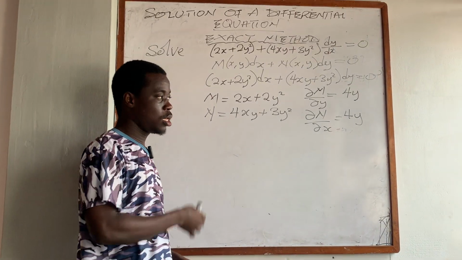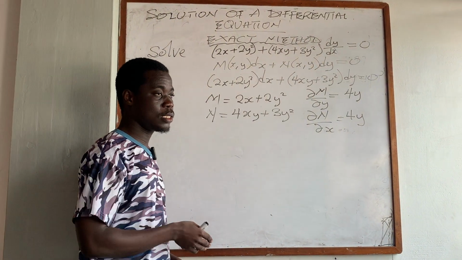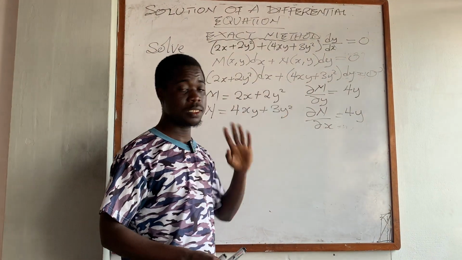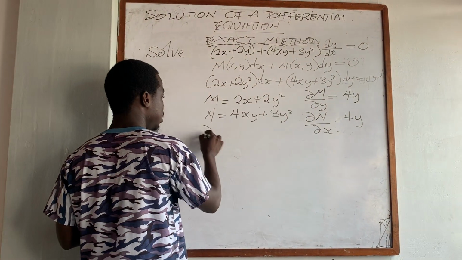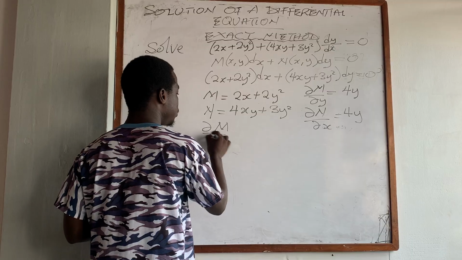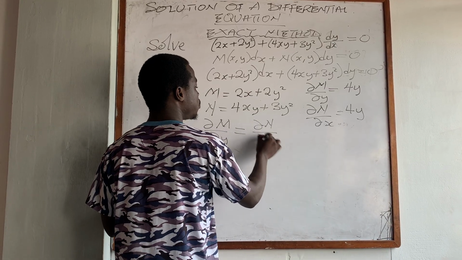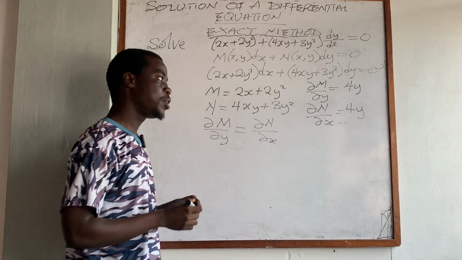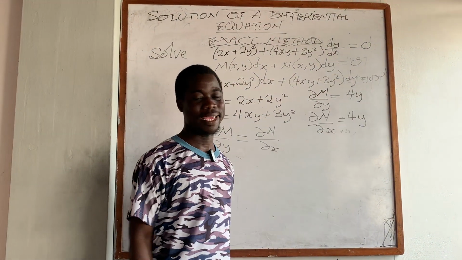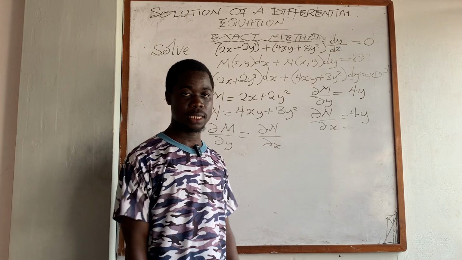Now if you compare, under the condition for exactness, we are saying that this and this must be equal. That means ∂M/∂y should be equal to ∂N/∂x. Now if you compare, you can see that 4y is equal to 4y. Hence, we can use the exact method.